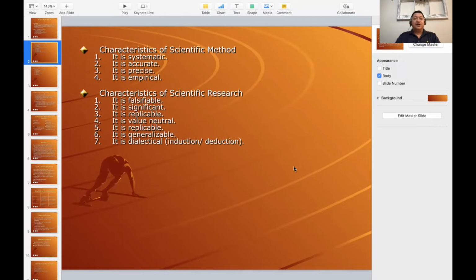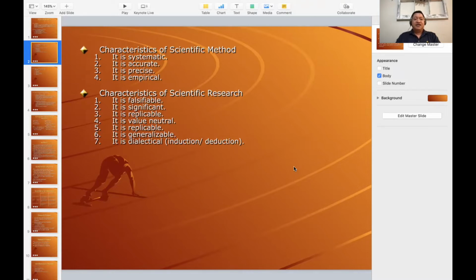Now, what are the characteristics of scientific research? Number one, it is falsifiable. Every hypothesis in research can be falsified when you test it. If it is not falsified, it is not researchable.